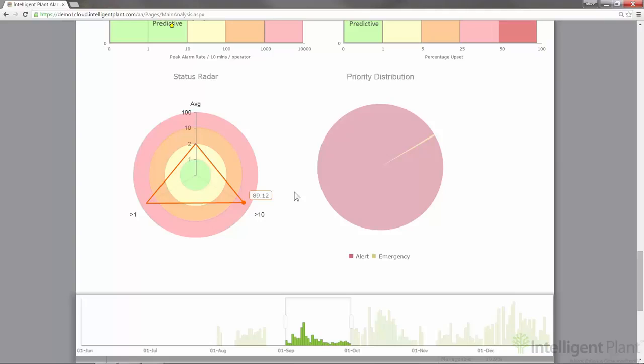This chart is a very succinct overview of performance and could almost be used on its own as a benchmark for managers to use. Beside this, we have a pie chart showing the overall priority distribution. Most sites have 3 priorities: emergency, high and low, or critical, warning and advisory, for example, and the distribution should be 5, 15 and 80%. We only want 5% of alarms to be emergency or critical priority, so that these alarms, the most important ones, stand out. As it happens, for this site, there are only 2 priorities, and most alarms are of the alert type.